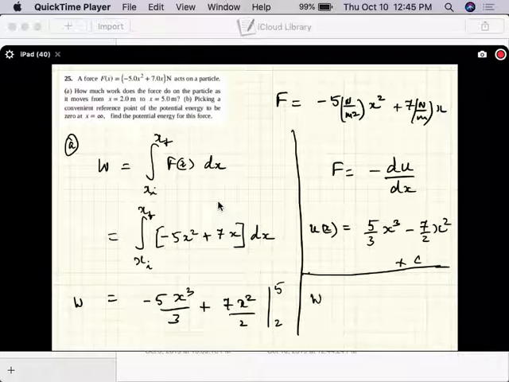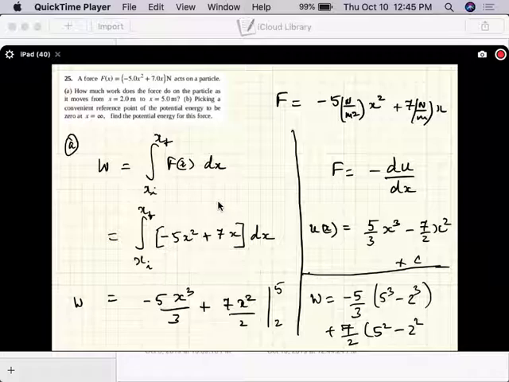So the work done is minus 5/3 times 5 cubed minus 2 cubed, plus 7/2 times 5 squared minus 2 squared.